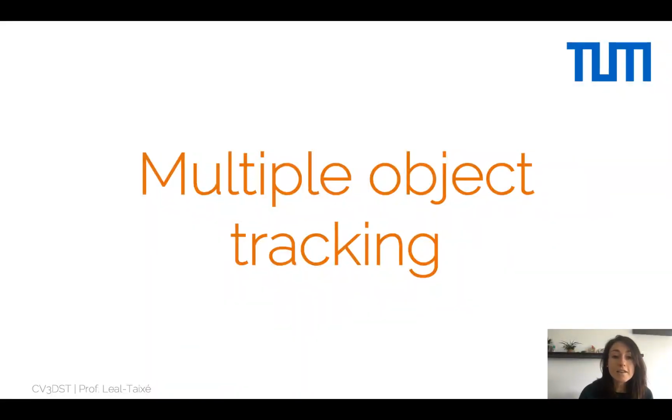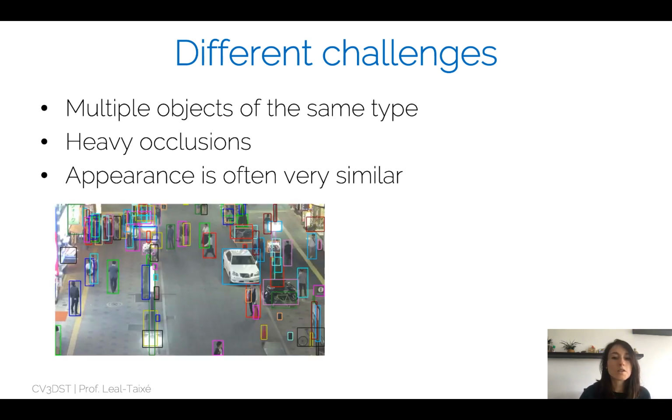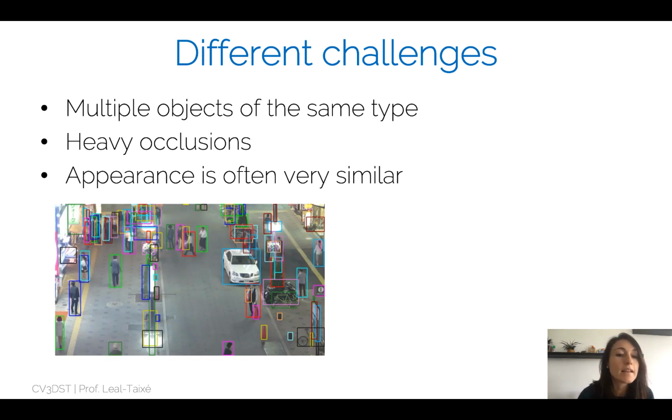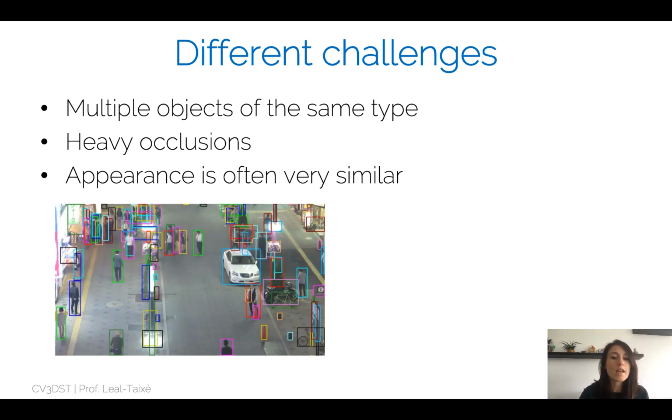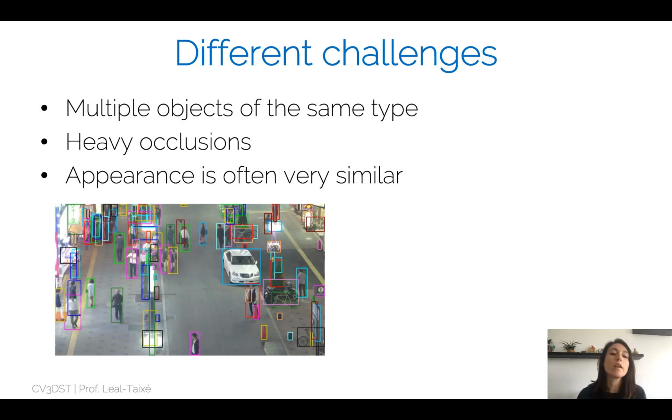Welcome to the second lecture on multiple object tracking. So remember that we started in the last lecture with the challenges that multiple object tracking gives to us. And these are different challenges than for single object tracking, for example. So in multiple object tracking, we're looking at scenes like this one here, where we have different objects of the same type, different instances of the same semantic class, for example, different pedestrians here walking around.